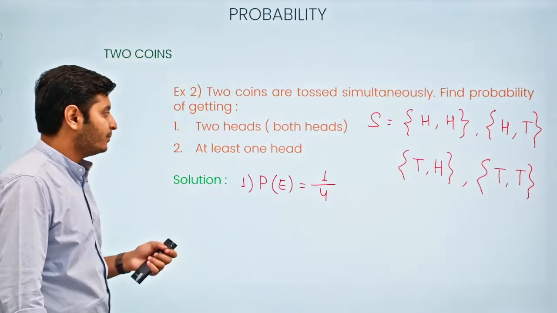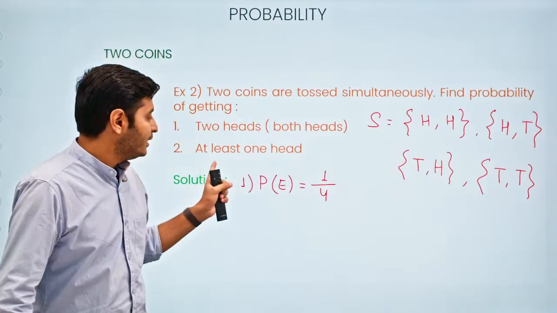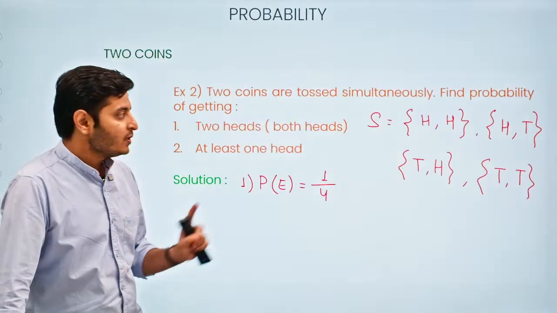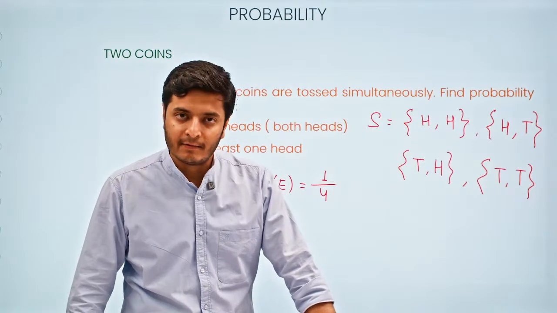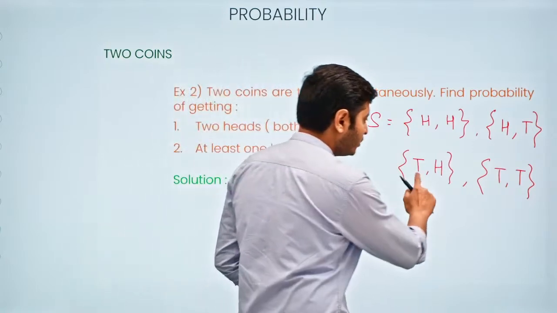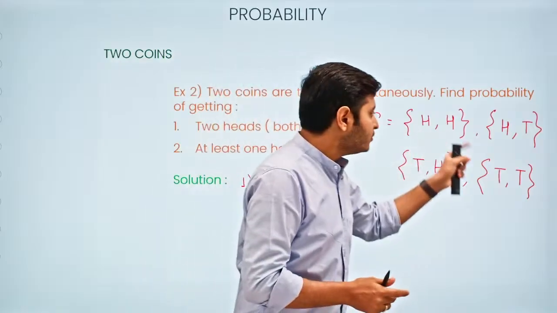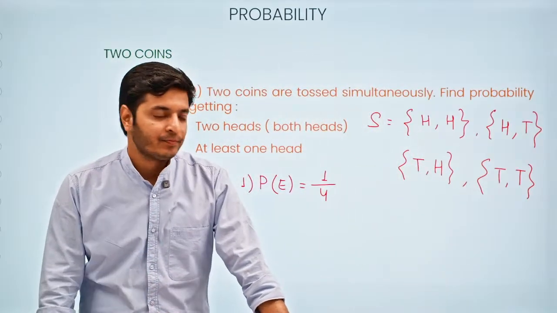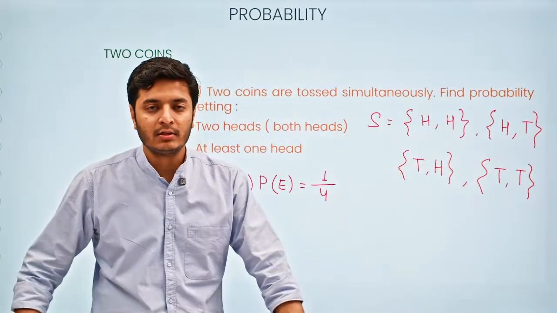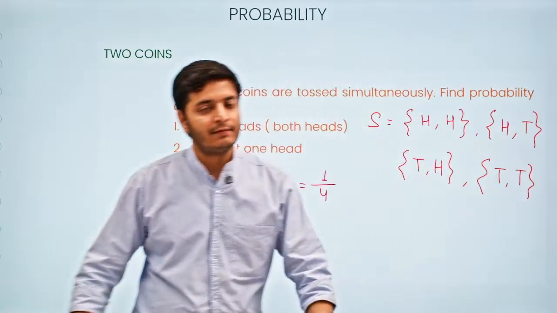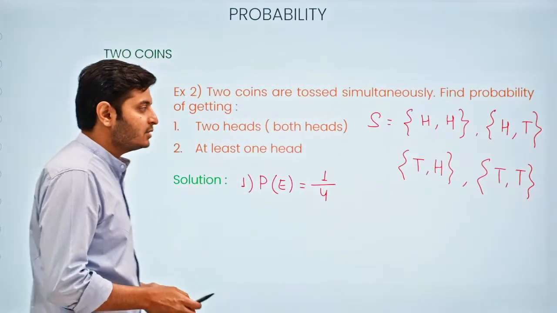Then the second part, at least 1 head. Now we need to understand this problem very carefully. If it is written at least 1 head, then all the cases where you can see at least 1 head, we are going to consider them as favorable outcomes. So how many such cases are there? Okay, here I can see one head. Here also I can see one head. Two cases. Here also I can see at least one head. Both the coins are showing heads, but it should be at least one. So three possible cases are there, three favorable outcomes. In this one, there is no head, so we are not going to consider this one as a favorable outcome.